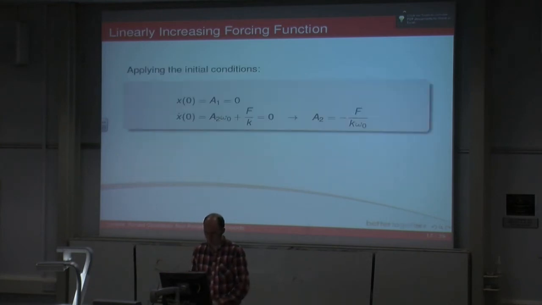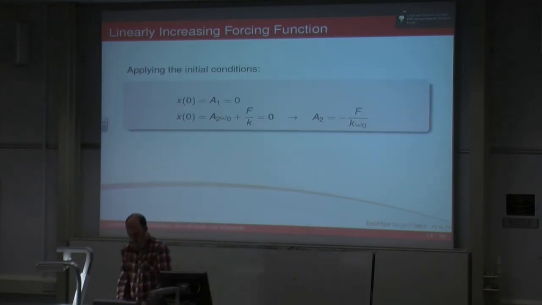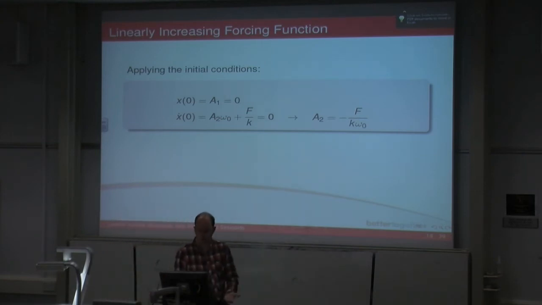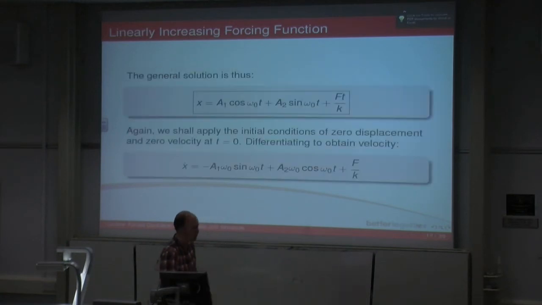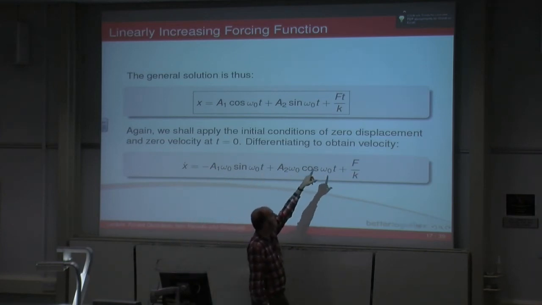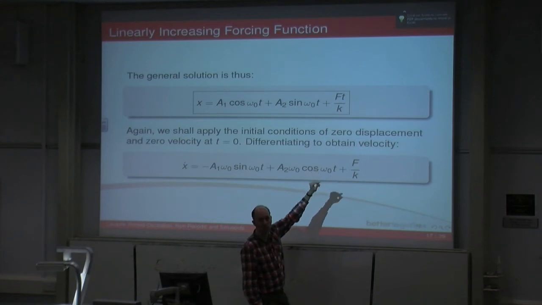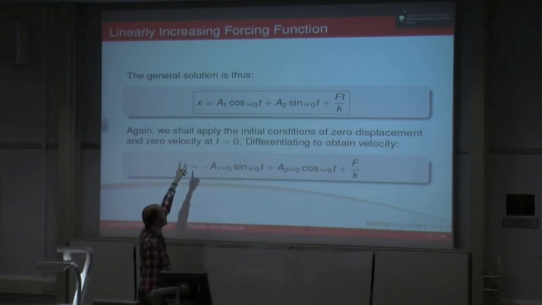And so you go through applying the initial conditions. When time is 0, displacement is also 0. You end up with a1 equals 0. That makes sense if you look at the equation. Cosine of 0 is 1. Sine of 0 is 0. And f upon k times 0 is also 0. So you just end up with a1 equals 0. Okay, so that's where that comes from.